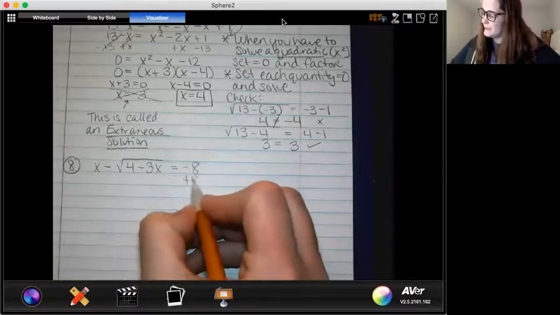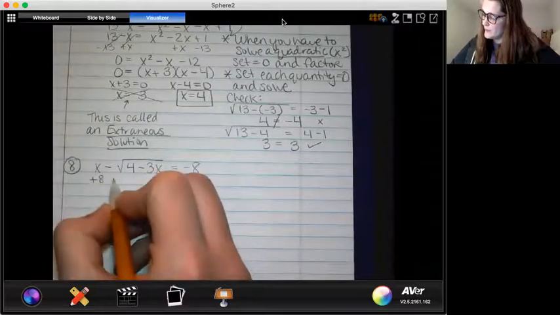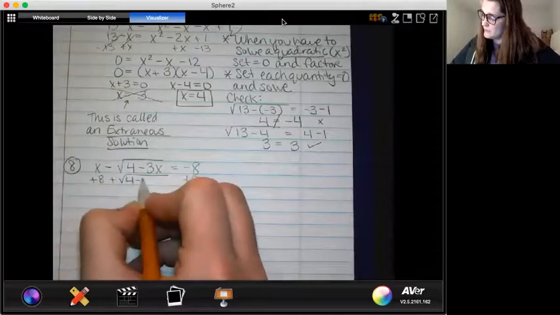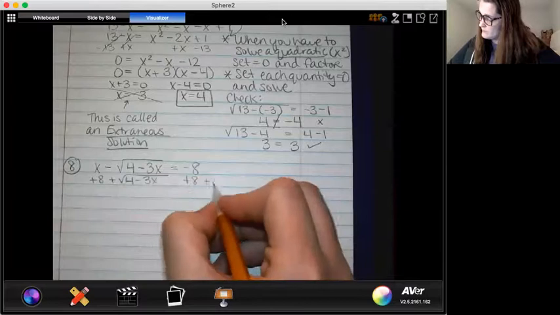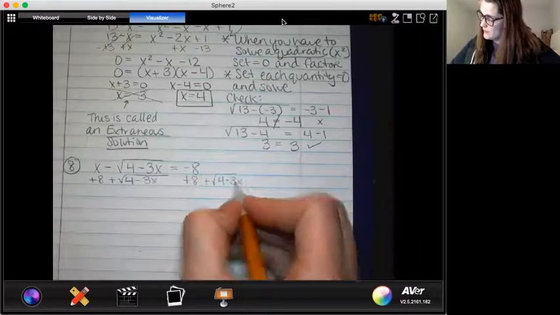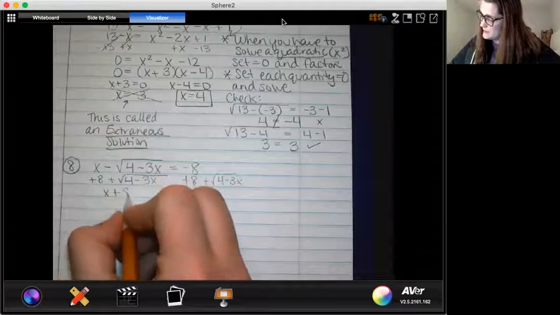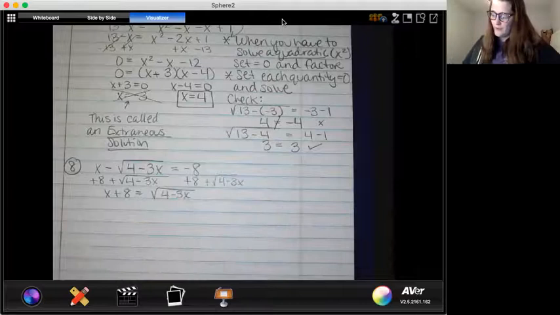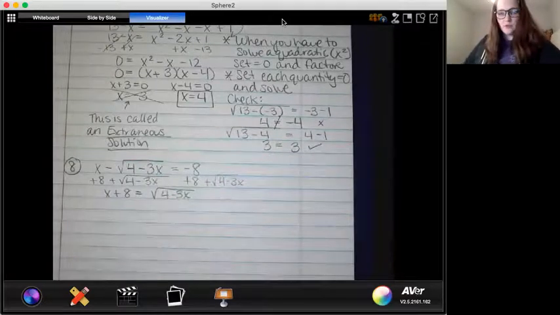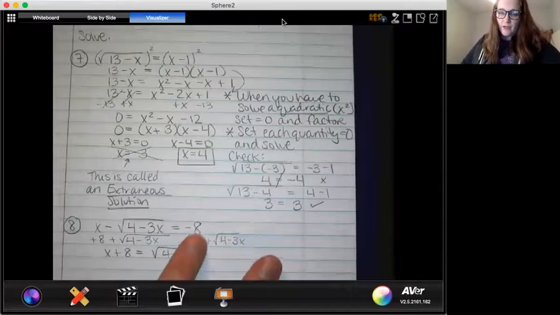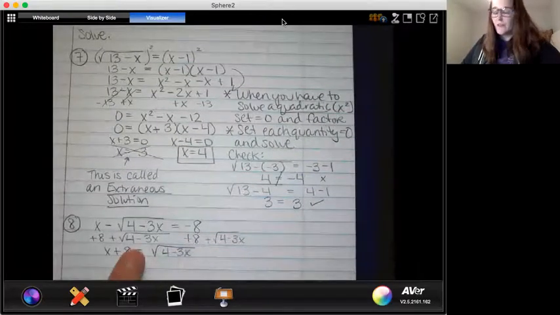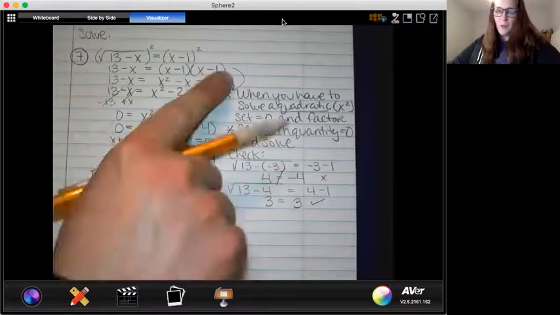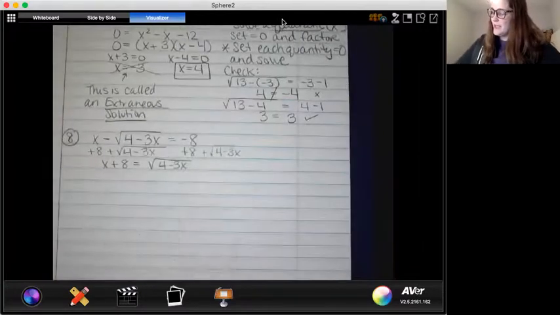So I'm going to add 8, and I'm going to add my radical. That way I'm left with x plus 8 equals the square root of 4 minus 3x. Okay, now we have a situation where it looks more similar to the beginning of number 7, where we have a radical by itself. We have something on the left. Obviously, they're swapped from the original one, but that doesn't matter. At the end of the day, we know that we have to square both sides.